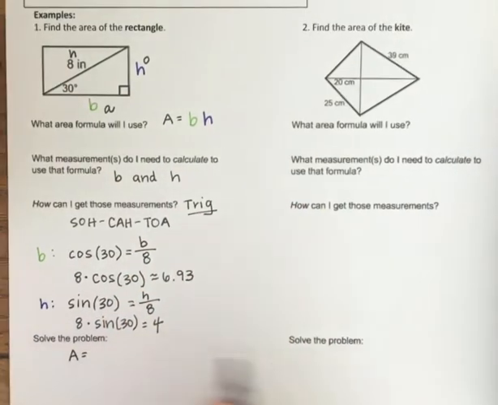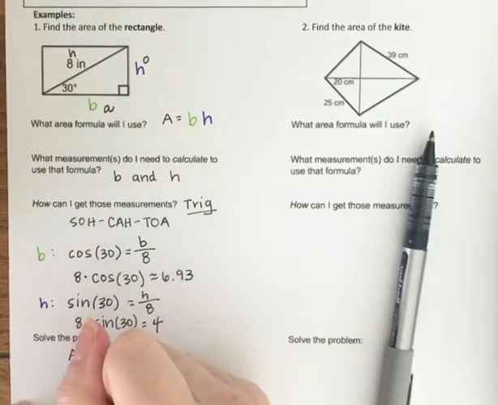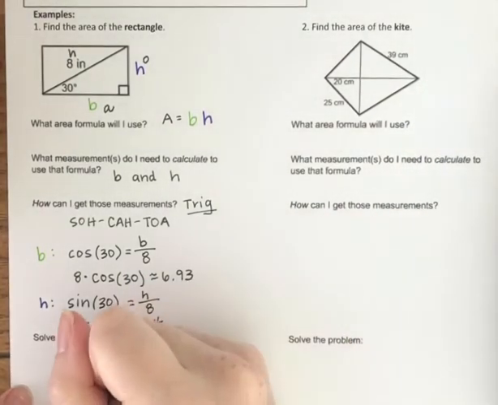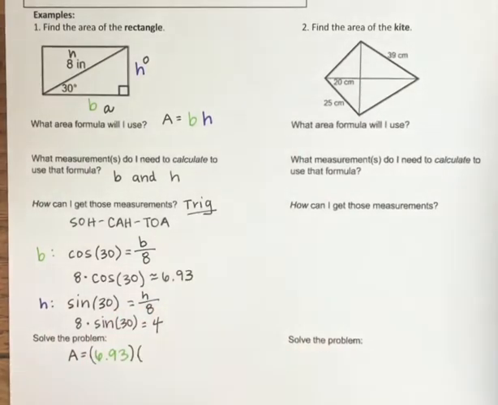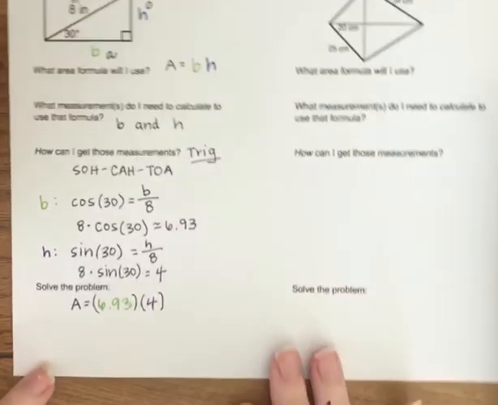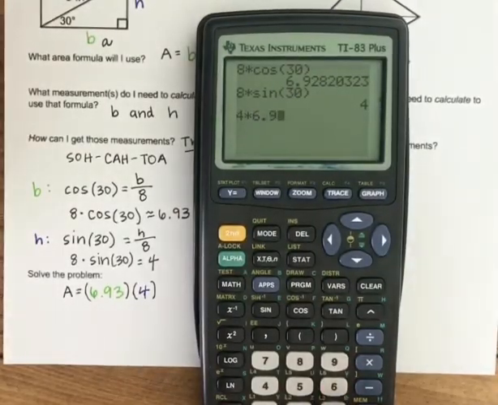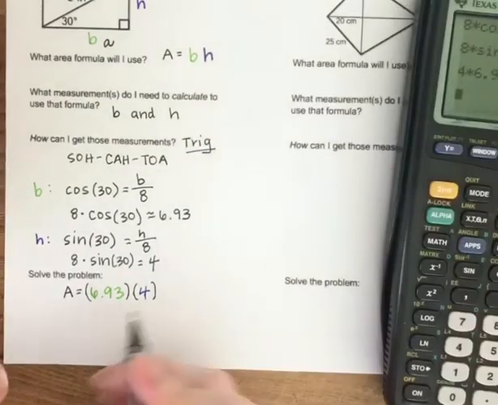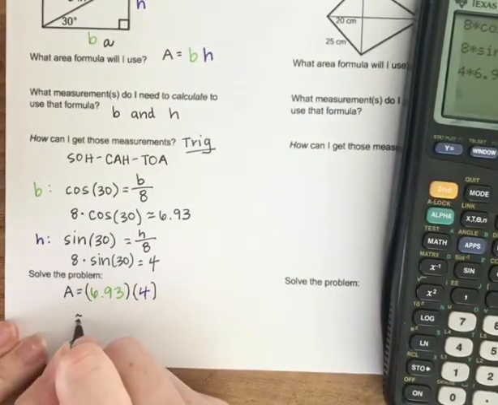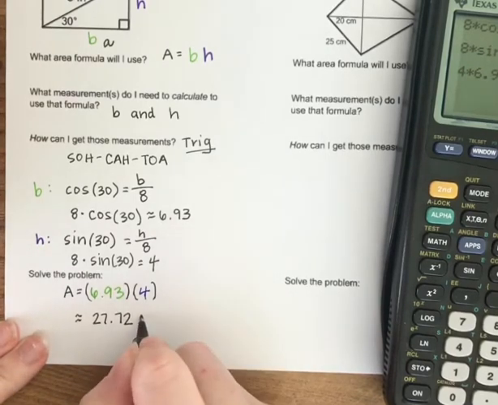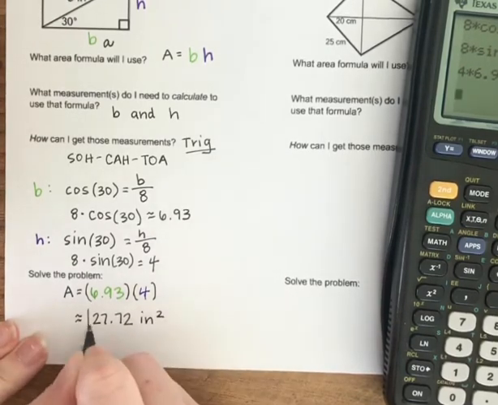So my area is going to be 6.93, which is what I found for the base, times 4 for the height. And all I need to do from there is just plug that into the calculator. 4 times 6.93 gives me about 27.72. My units are inches squared.